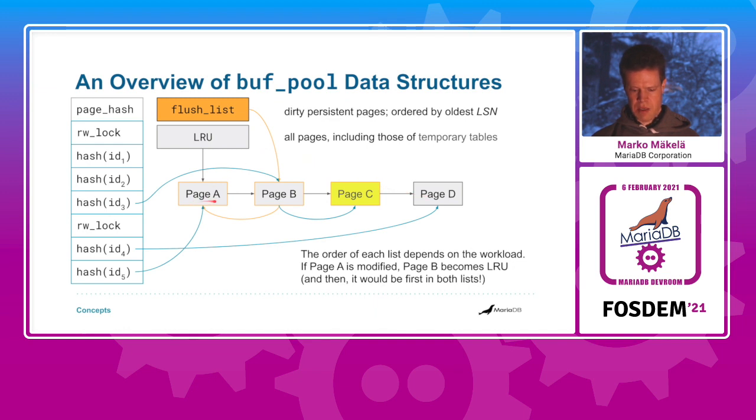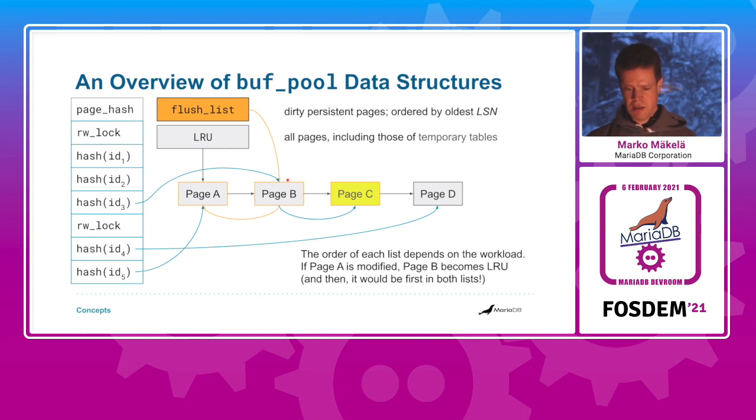So page A is the least recently used one. If we had to evict some page to make room for other pages, then this would likely be the victim, and we would have to write it out because all pages are dirty. All these oldest pages are dirty, and we don't want to replace or evict the most recently used page. And for checkpoint flushing, we would start from the flush list, so page B would be the first page to flush for checkpoint flushing.